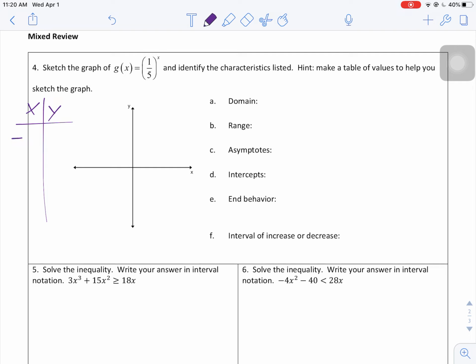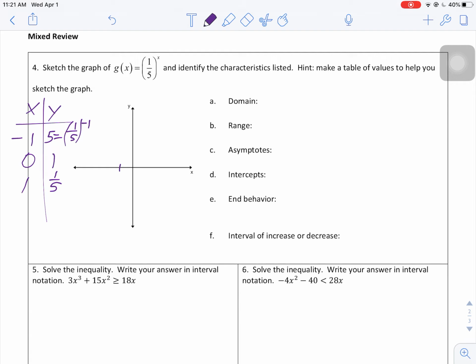So I'm going to just do a -1, a 0, and a 1 to keep it nice and simple, just to get the general shape of the graph to make sure we have it going the right direction. So when x is -1, you would have to basically take 1/5, raised to the -1. Since it's a negative exponent, that actually flips the fraction upside down. So it just becomes regular 5. For 0, anything raised to the 0 power is 1. And then 1/5 raised to the first power is just 1/5.